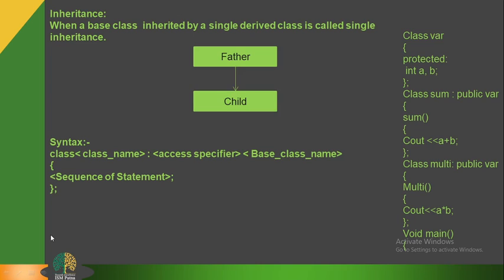This is the syntax of single inheritance, where on the left side of the colon we have to define the derived class with the class name, and on the right side of the colon we have to use the specifier that is public, so that the base class can easily share its data with the derived class. So this is the syntax of single inheritance. Let's check it with an example.